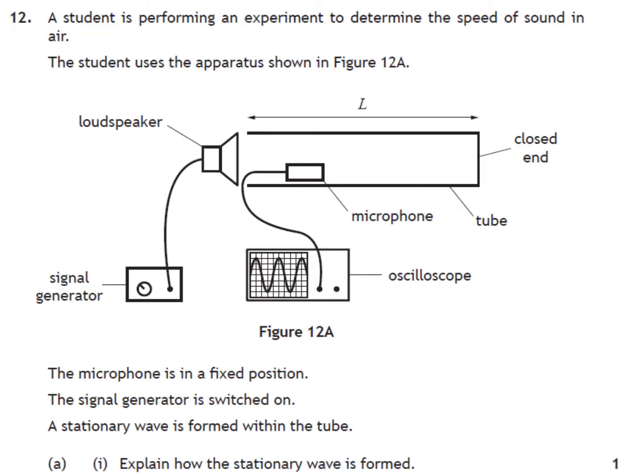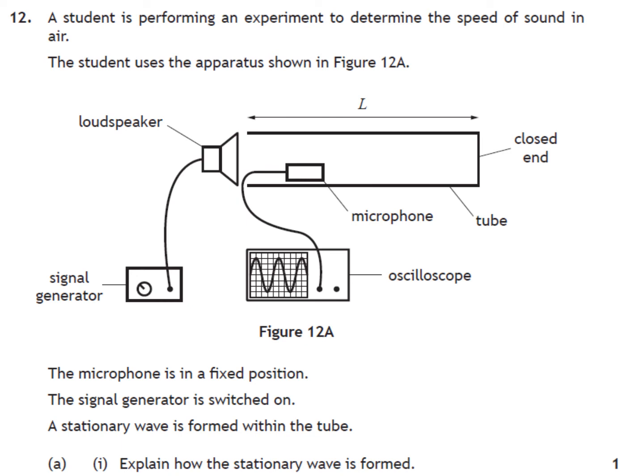Now, moving on to a past paper question. A student is performing an experiment to determine the speed of sound in air. The student uses the apparatus shown. You've got a loudspeaker with a signal generator, a tube that's closed at one end, and a microphone. The microphone is in a fixed position, the signal generator is switched on, and a stationary wave is formed within the tube. What happens is that the wave moves forwards, hits the end of the tube, gets reflected, and then interferes with itself.